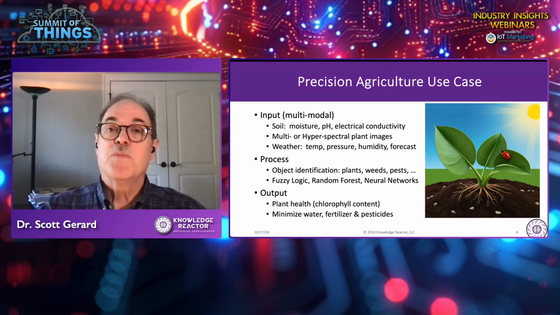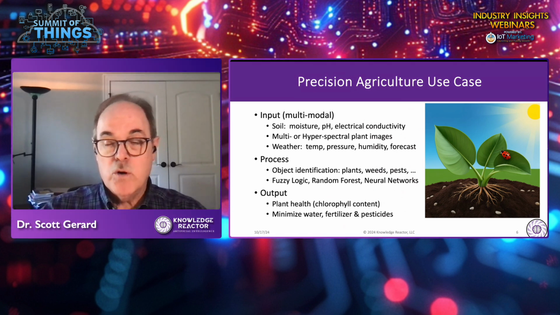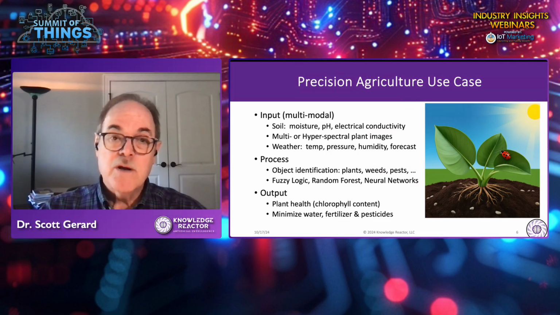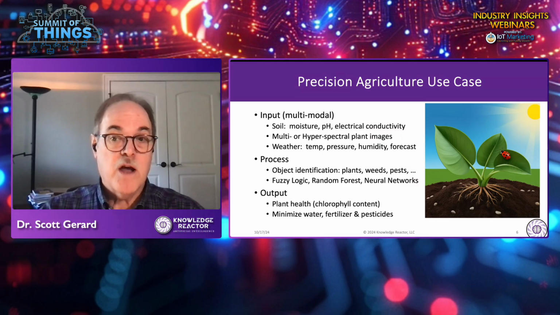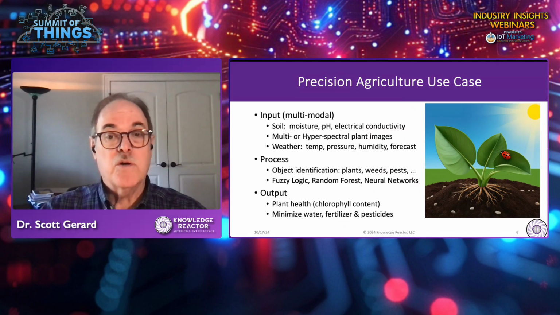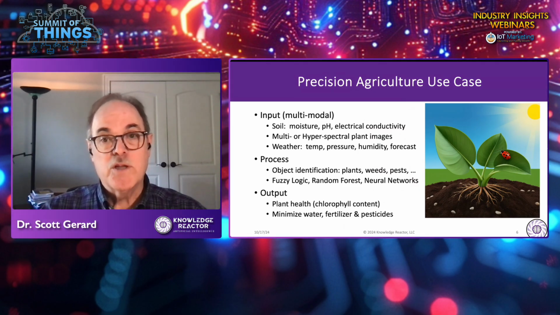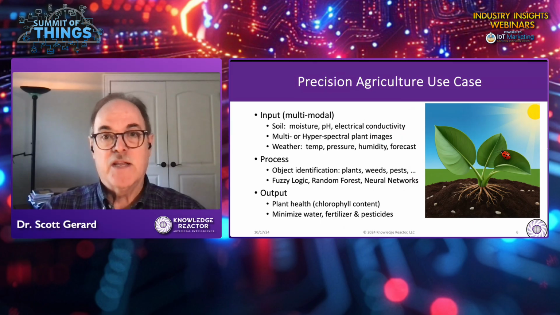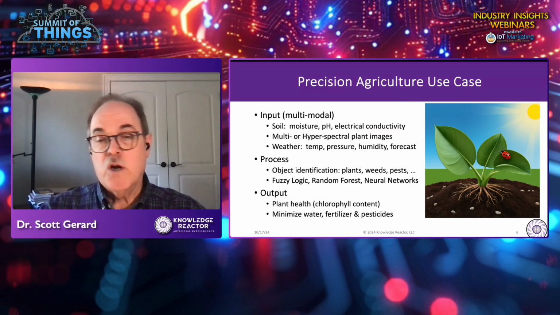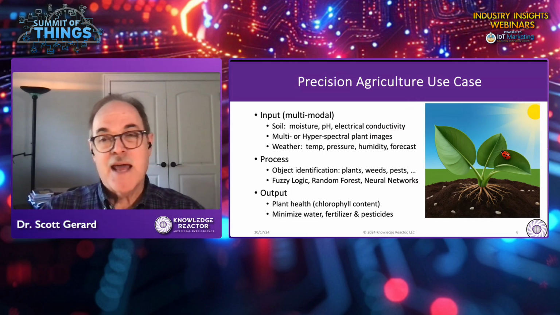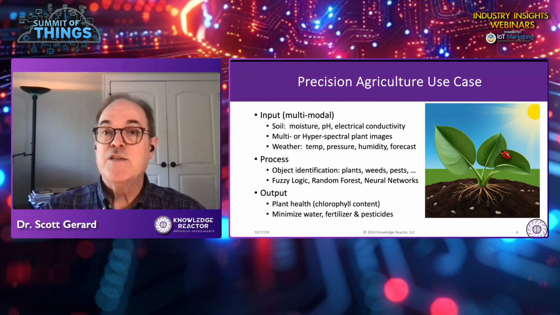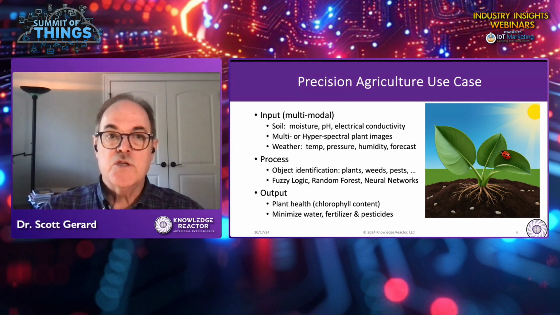The next interesting case is precision agriculture. This is a multimodal data fusion case. We've got soil, and we may have moisture and pH and electrical conductivity from the soil. If we have hyperspectral or multispectral images of it, so these are pictures of the plant in multiple different wavelengths, that's definitely a different modality from the soil moisture. You have weather information, temperature, pressure, humidity, and even forecast. That's not a classic sensor, of course, but that might provide some really interesting information to this use case.